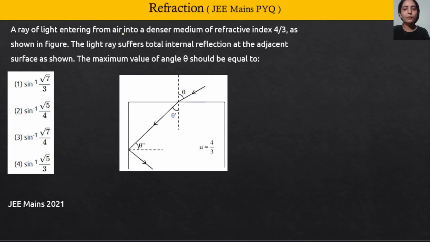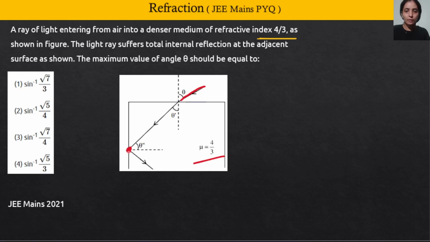What we are asked: a ray of light entering from air into a denser medium of refractive index 4 by 3 as shown in the figure. The light ray suffers total internal reflection at the adjacent surfaces as shown. So basically light is entering from air. So light is initially where? It is in air. Light is in air and it is entering from air into a denser medium of refractive index 4 by 3. The light ray suffers total internal reflection at the adjacent surface as shown.